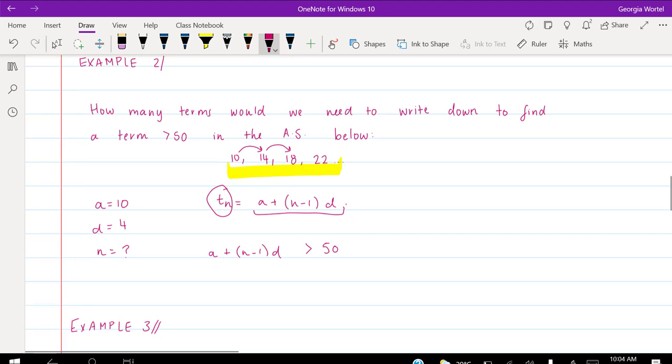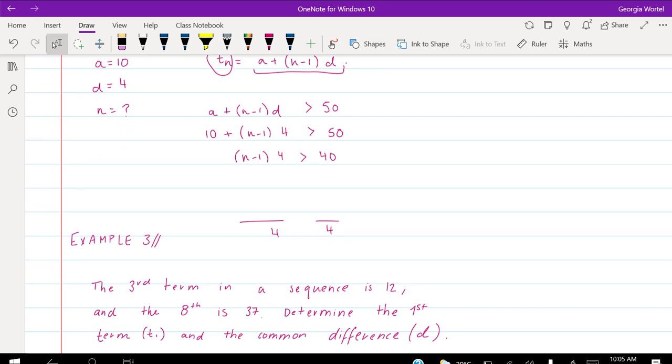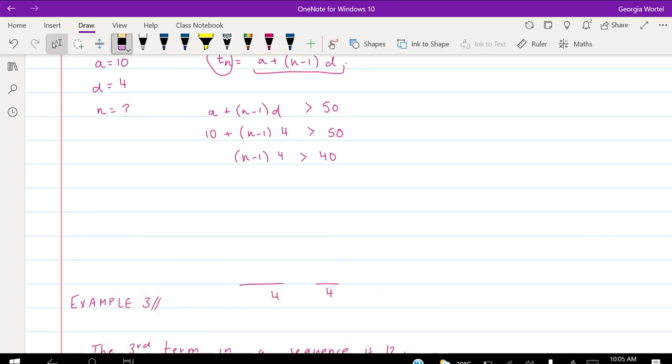Okay. Let's have a go. So subbing in what we know, 10 plus N minus 1 times our common difference of 4 should be greater than 50. Let's take our 10 over to the other side. N minus 1 times 4 greater than 50 minus 10, 40. Let's divide that by 4 to get the N minus 1 by itself. Again, I didn't leave enough room. Oh, and I've taken the 4s. Uh-oh. Let's give that another go.